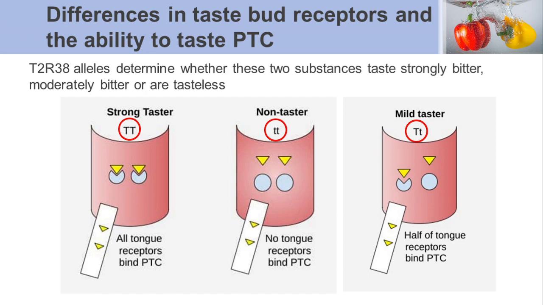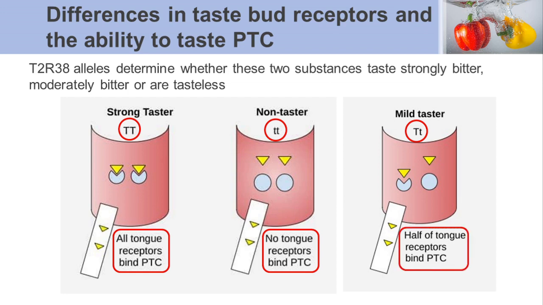Individuals who have dominant allele capital T will have T2R38 receptors on all the taste receptor cells in tongue, and all of them will bind PTC. Such individuals will have a strong perception of PTC taste. Individuals who are double recessive do not have T2R38 receptor on the tongue receptor cells, and hence PTC will not bind to the taste receptor cells. Such individuals are insensitive to PTC, and even if they try to taste it, it is tasteless for them. Some individuals will be having one dominant allele and one recessive allele.